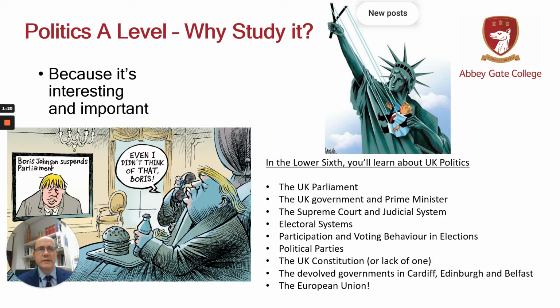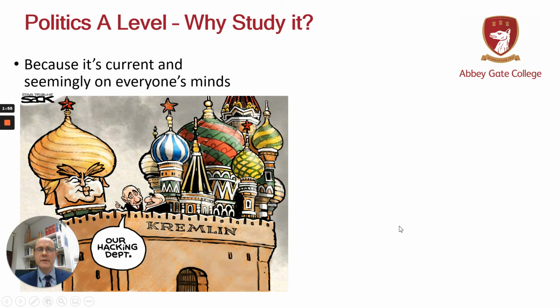So what we study at Abbey College for politics: we look at UK politics in the lower sixth because we do the AS level exams there. And UK politics is all about Parliament, the Prime Minister, the Supreme Court, how our elections run, our political parties and devolution, the European Union. It's very varied and basically covers all aspects of political life, both government and politics. So it's quite relevant, and there's a lot of debatable material in there.